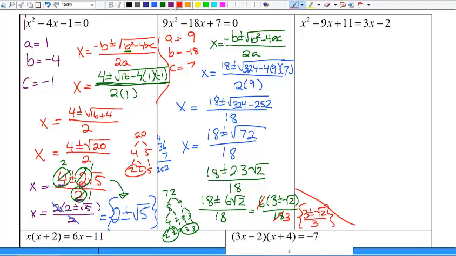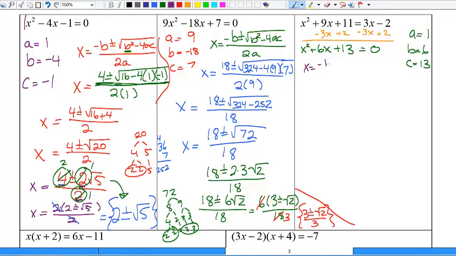Alright, on our last problem, step 1, is it equal to 0? Well, it is not equal to 0, so I need to make it equal to 0 by subtracting or adding the terms to make them all on one side, which will get me x squared plus 6x plus 13 equals 0. So a is equal to 1, b is equal to 6, and c is equal to 13.